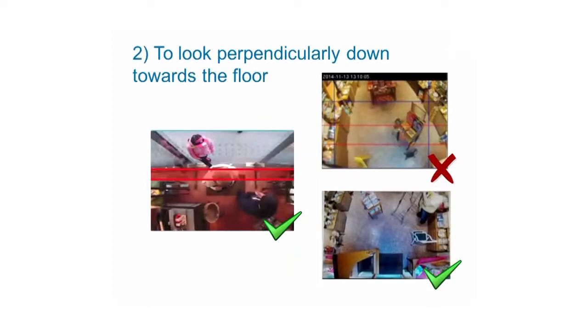Then secondly, the camera needs to look perpendicularly down towards the floor, not at an angle. So this is correct, whereas this one is tilted to look into the store, then that's not right, so it should be tilted back down to look towards the floor.